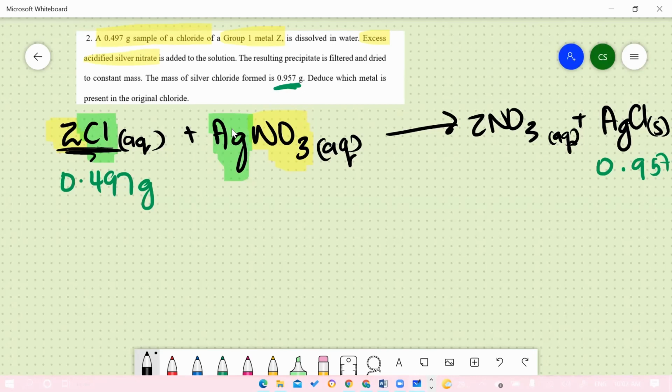Once we find that out, we already know it's Cl, so if we find the molecular formula mass of ZCl, we can easily subtract the molar mass of Cl from the compound and get the molar mass of Z.